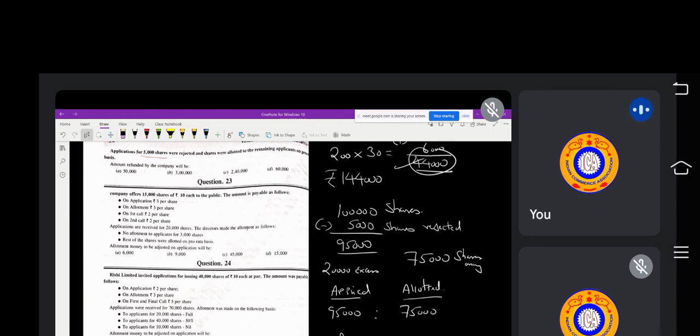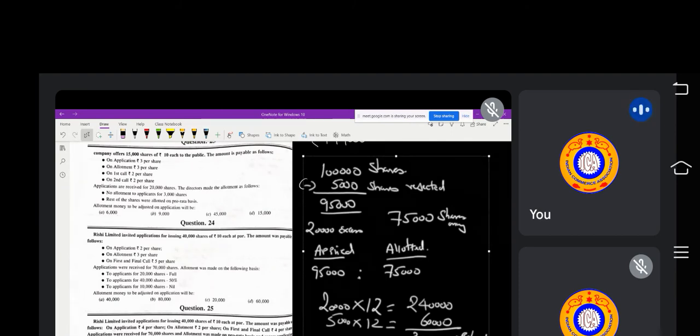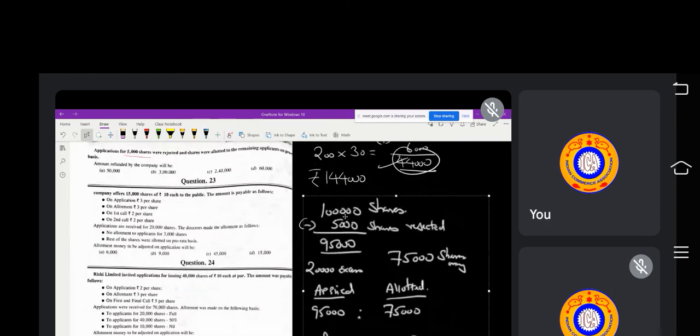Now moving on to the next problem, sum number 23. Okay. So sum number 23. What is mentioned in sum number 23? It is said very clearly that the company is offering 15,000 shares of rupees 10 each.